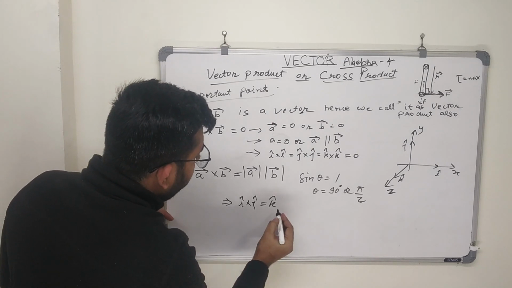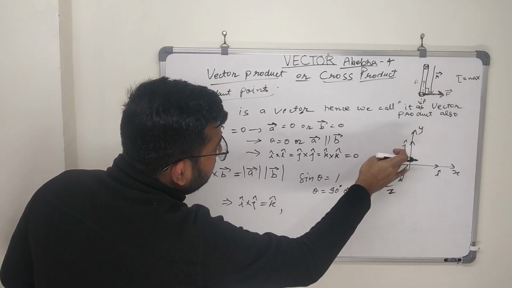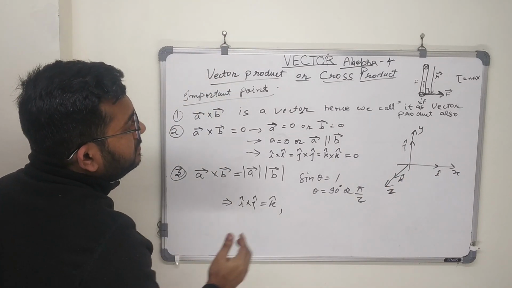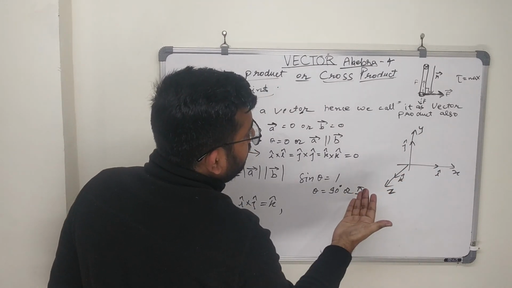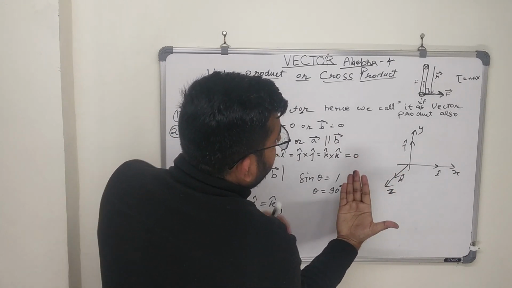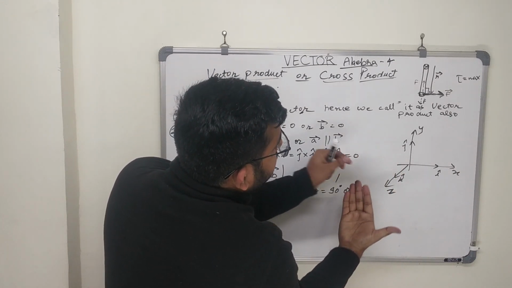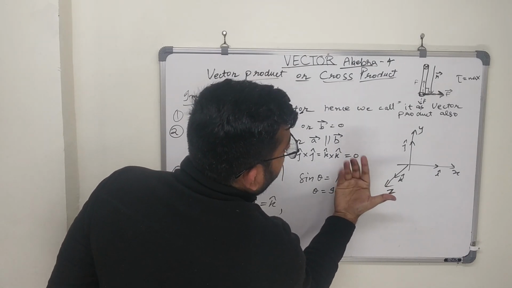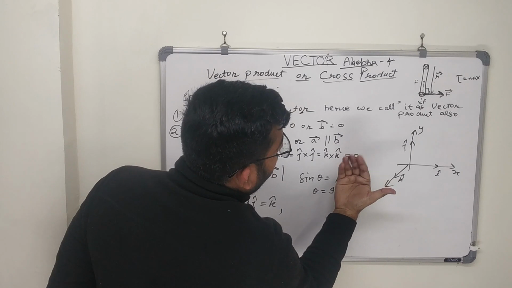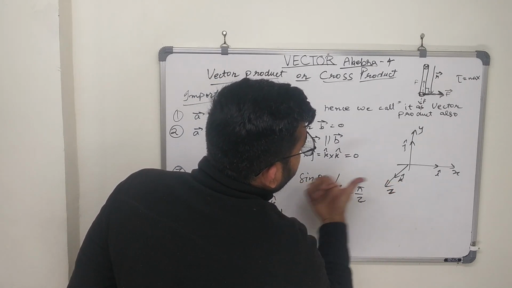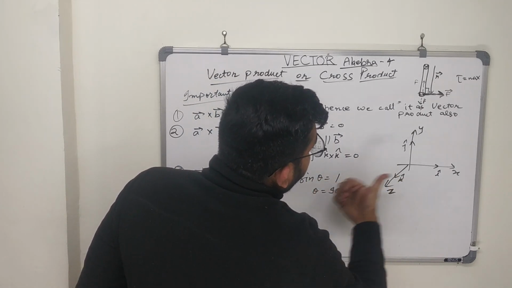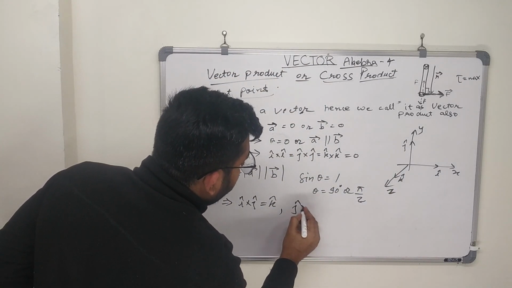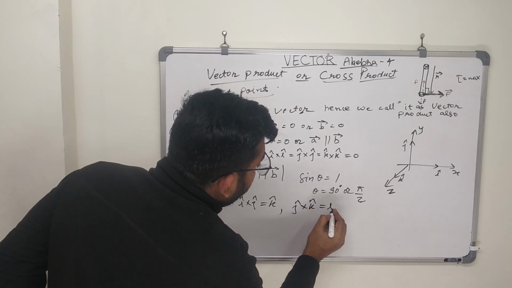Similarly you can also say that j cap cross k cap is equal to i cap, because in this case the finger, if we point our fingers towards upwards and curl them towards the outward direction from the board, then our thumb points out towards the x direction. So you can say that j cap cross k cap is equal to i cap.